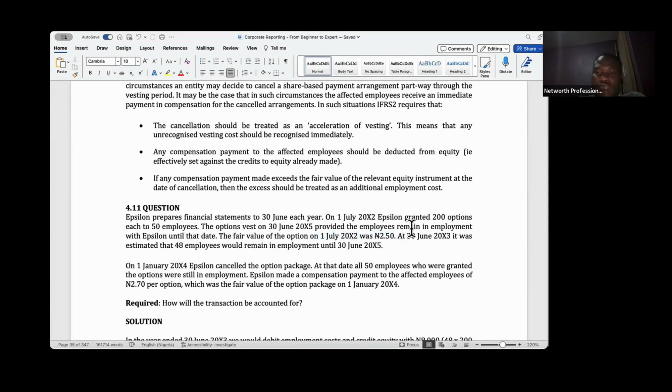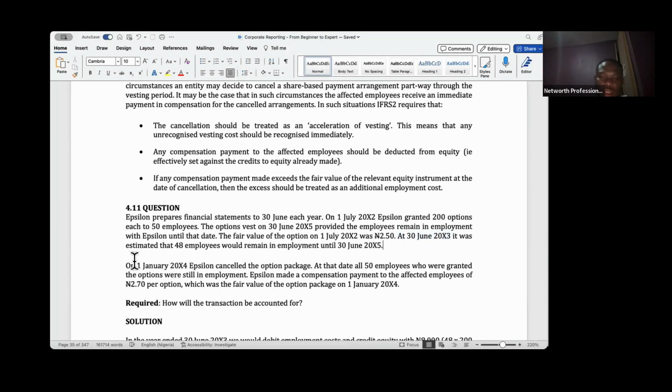So they are giving us estimates at the end of the first year, June, that only 48 would remain up until 30th June 2005. That's the people that would vest. So that's the estimate we'll use to value our equity settled at June 2003.